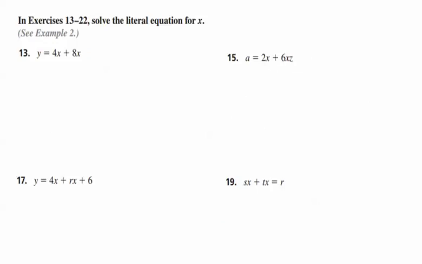Okay, so with number 13, 15, 17, and 19, we're solving for x instead of for y or whatever other variables there are there. Sorry about that. All right, well, sometimes we can see that there are things that we can do. We don't really have that big of a challenge ahead of us. So we're starting with number 13.